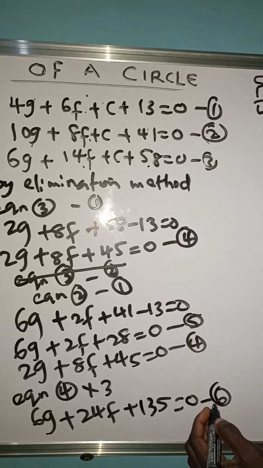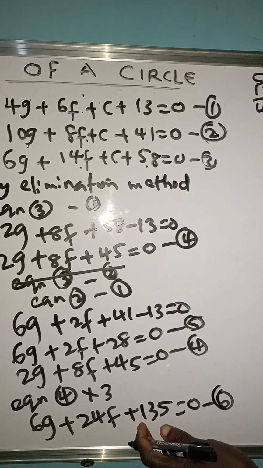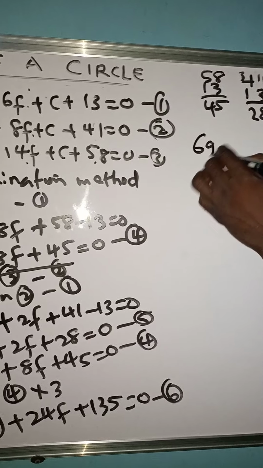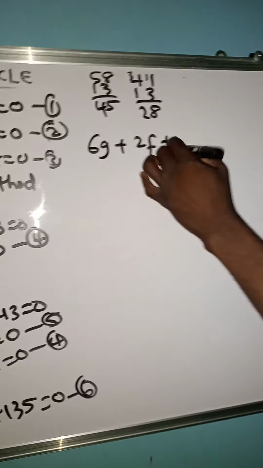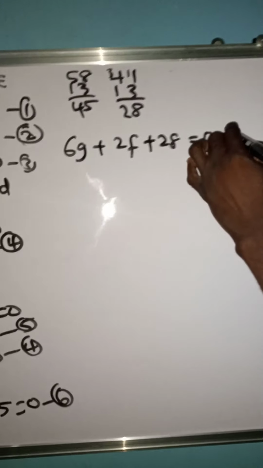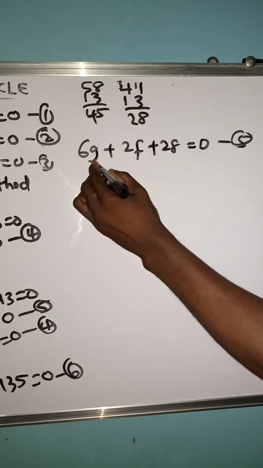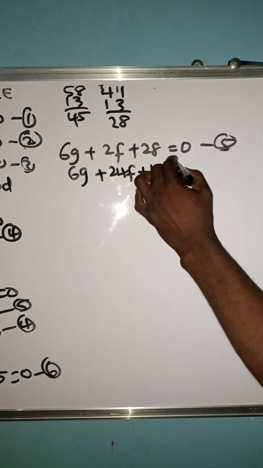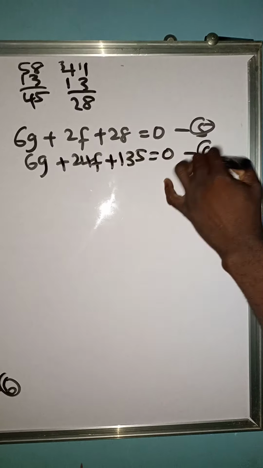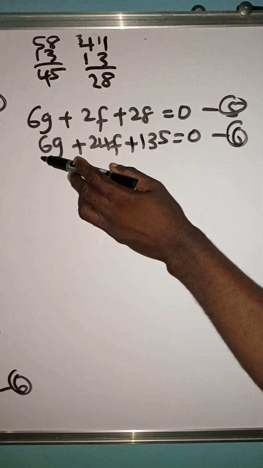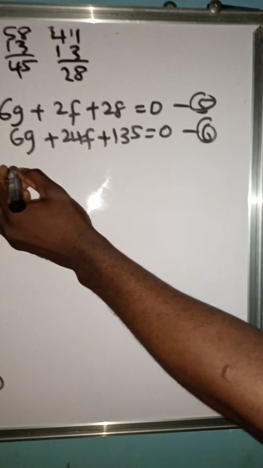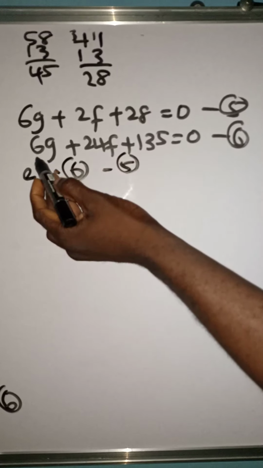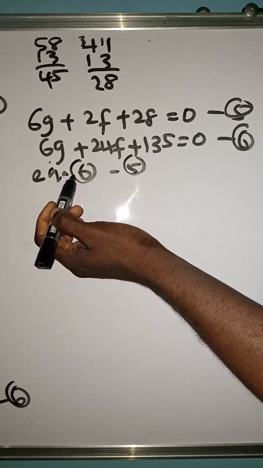So I'll be solving equation 6 and equation 5 now. Equation 5 says 6g plus 2f plus 28 equals 0. And equation 6: 6g plus 24f plus 135 equals 0. By subtraction, I will eliminate g. Equation 6 minus equation 5: 6g minus 6g is 0, that will be eliminated.